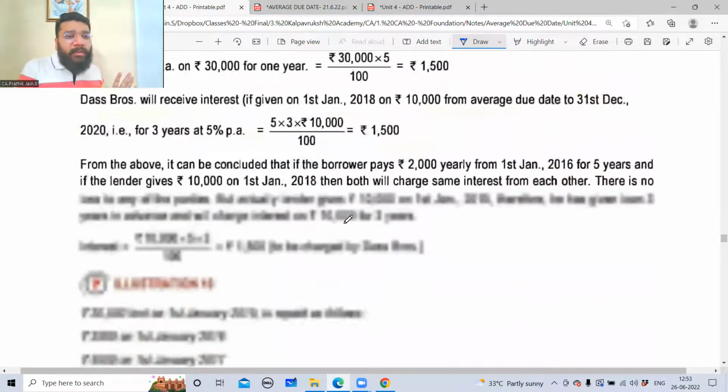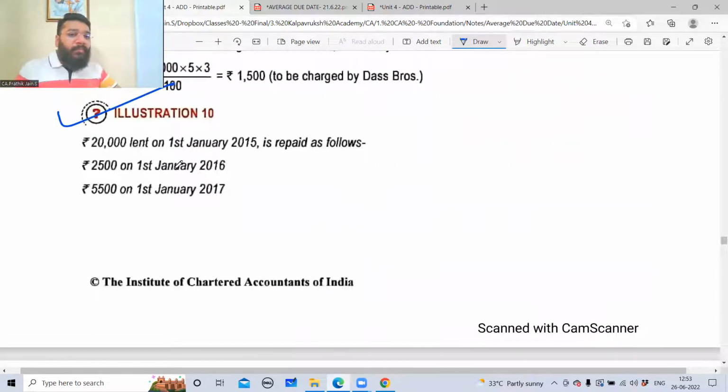We will go to a similar question. Next question. Illustration 10. It says that rupees 20,000 lent on 1st January 2015. Same date there also. It is repaid as follows. The only difference is there the amount is the same. Here the amount is different.